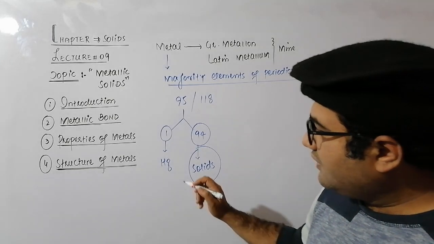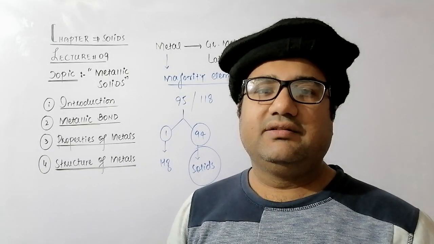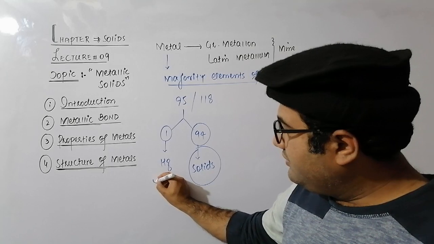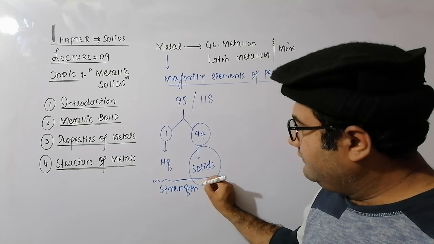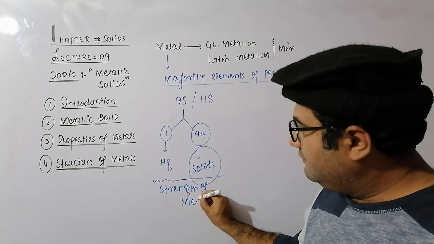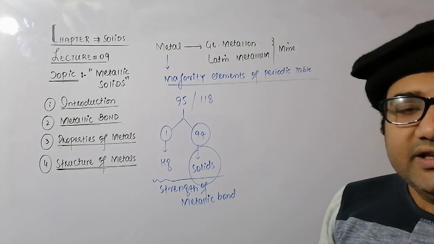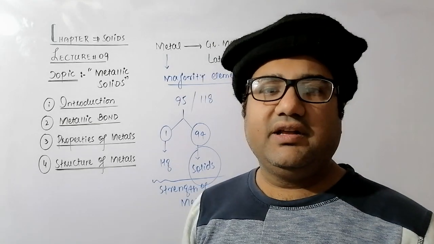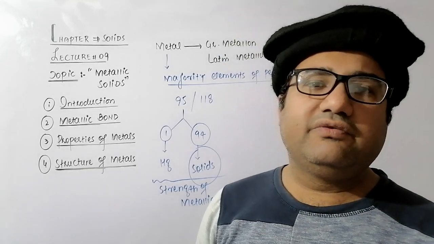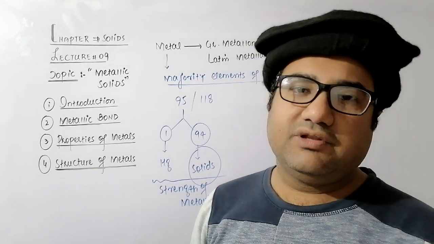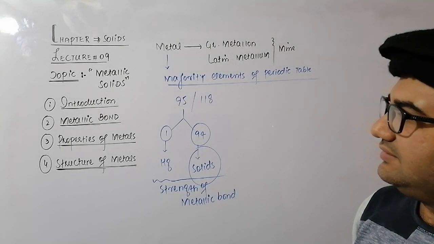Now, what makes mercury a liquid and the remaining 94 elements solids? It is actually because of the difference in the strength of the metallic bond. So basically the strength of the metallic bond is the factor. In mercury the metallic bond is very weak, that's why it is liquid, while in the remaining 94 elements the metallic bond is very strong, so they are the metallic solids. So this was the slight introduction about the lecture.